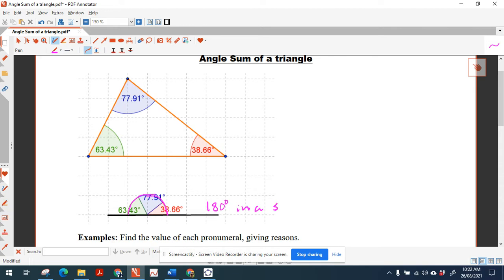So that means the three angles of a triangle add up to 180 degrees.